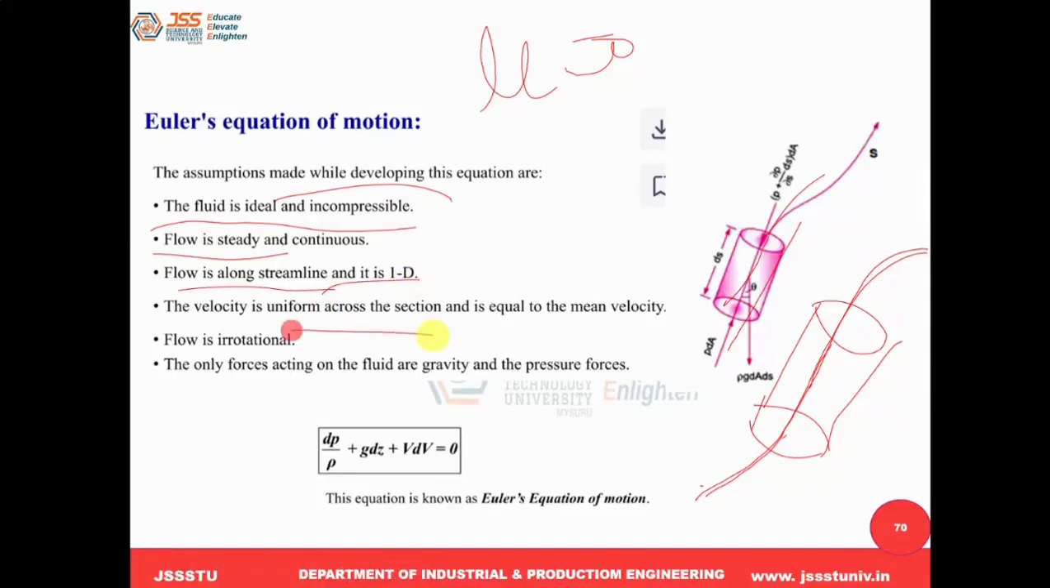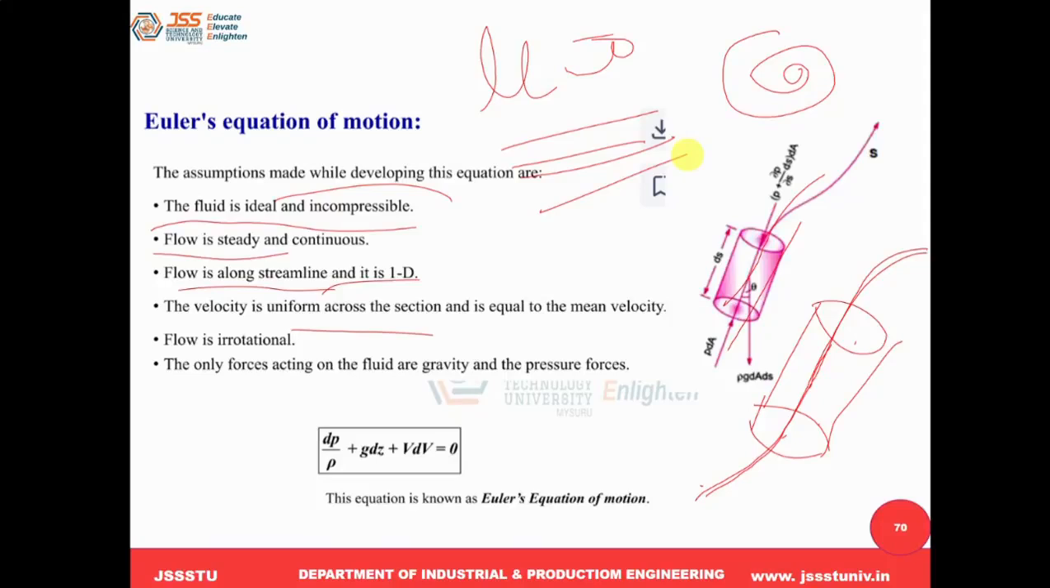Velocity is uniform everywhere, that is considered, and the flow is irrotational. Yesterday we also discussed rotational and irrotational flow. Rotation means the fluid rotates at the same point, it is called rotational flow. Irrotational means it cannot rotate, it is going to move in a straight line path.